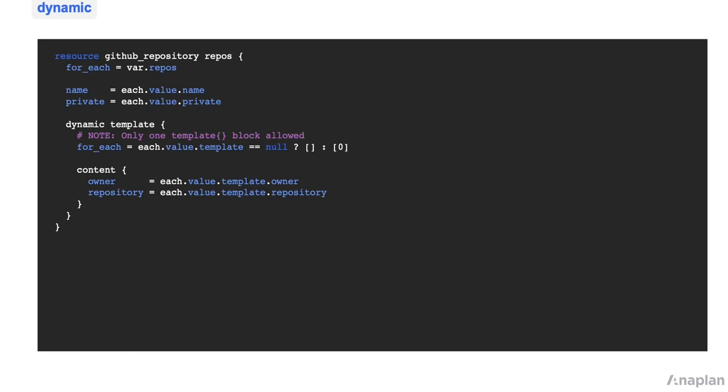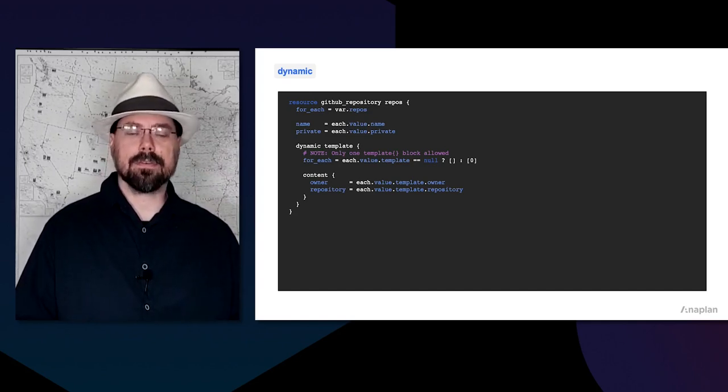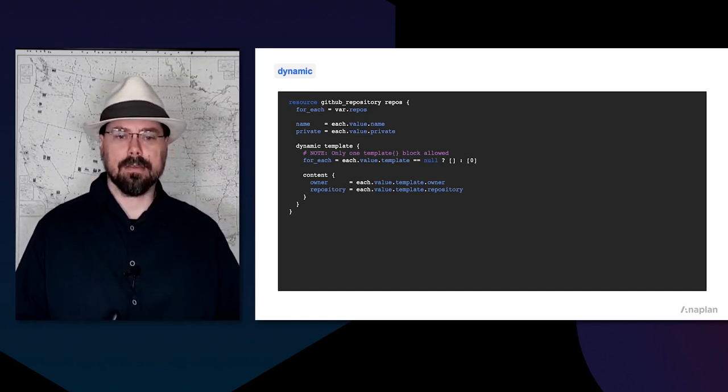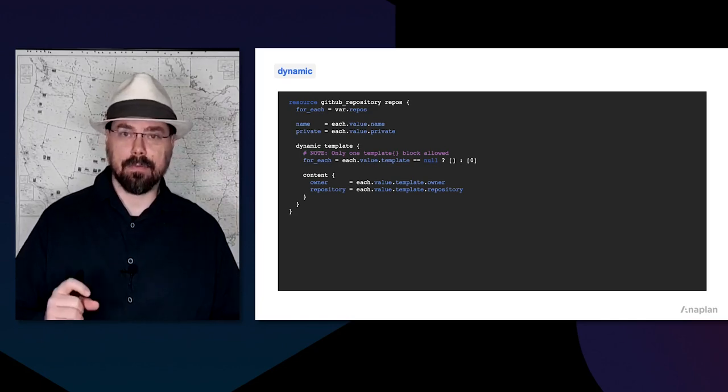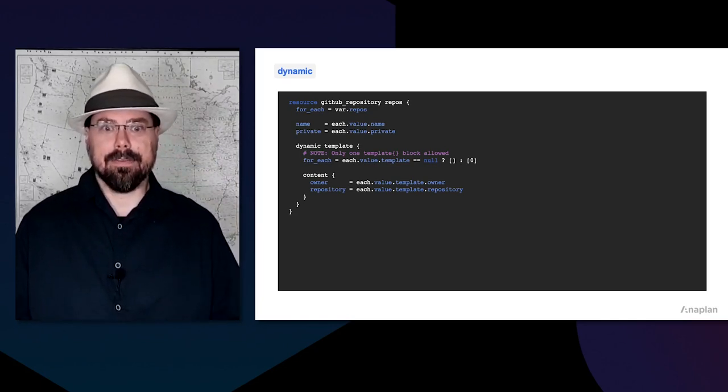And if it's null, we're going to pass it empty, which means that dynamic template as a resource block is completely excluded from this index when we for each through the var repos. If we do find it, what we want is this resource only accepts one template block. So we're going to give it a list with one index. It doesn't really matter what that index is, we're just going to give it an index.